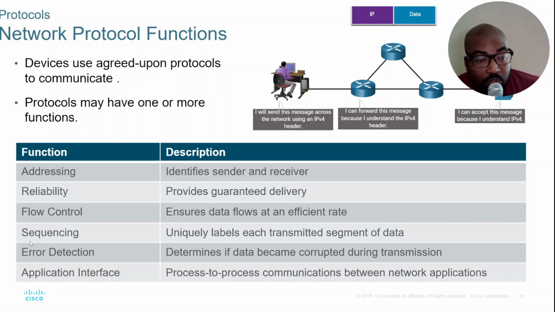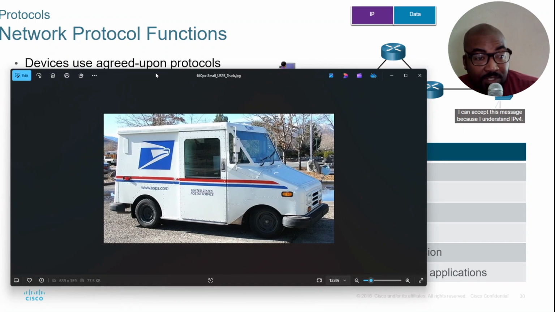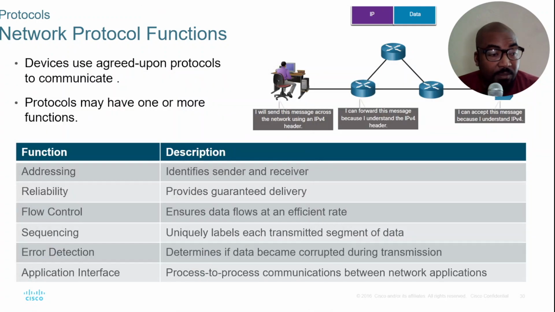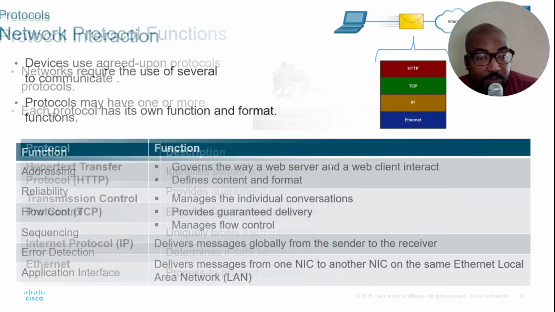Reliability also includes flow control, which ensures that data flows at an efficient rate. Make sure that everything is good to go, right? There are no collisions or anything of that nature. Sequencing uniquely labels each transmitted segment of data. We're going to talk about that in just a little bit. Error detection determines if the data became corrupted during transmission, kind of like if your mail gets damaged inside of a truck, right? We don't want that to happen. Application interfaces handle process-to-process communications between network applications.